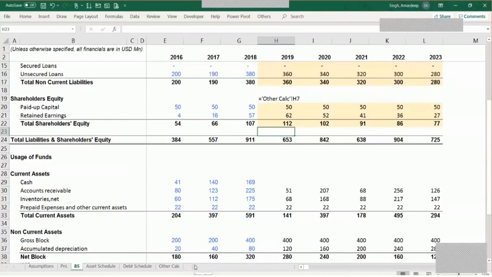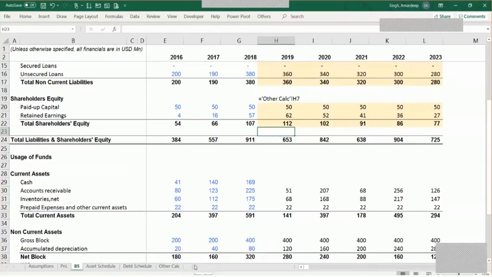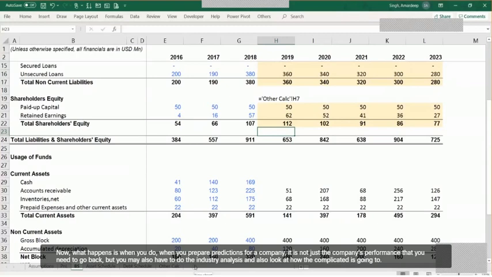Then, as a next step, using the historical data as a trend and what has been the past performance, and combining it with the management expectation about the future by going through the annual report or other documents which are available in the public domain, you can get some sense as to how the future is expected to look. Now, when you prepare projections for a company, it is not just the company's performance that you need to look at, but you may also have to do the industry analysis and look at how the competitors are going to behave in the future.